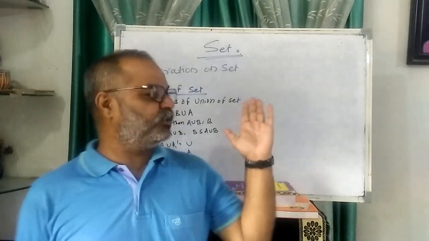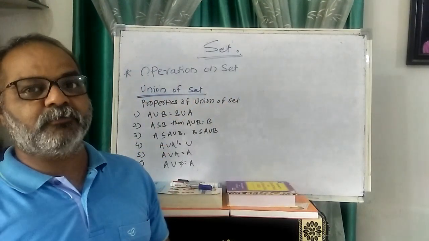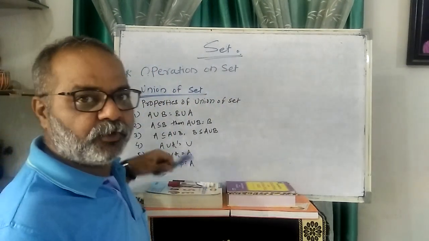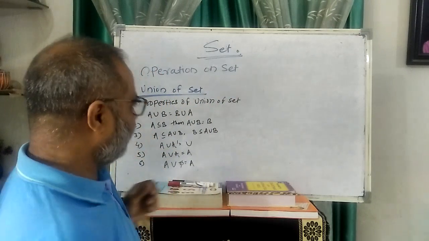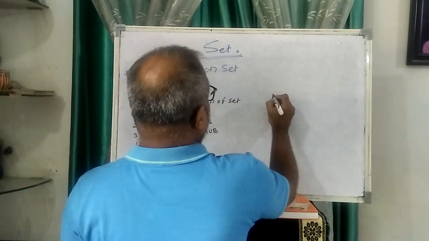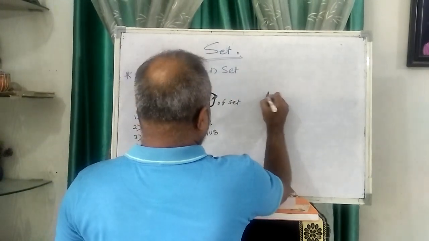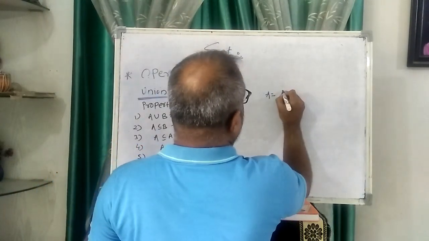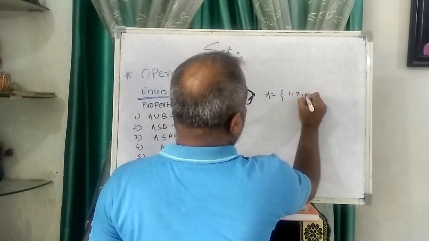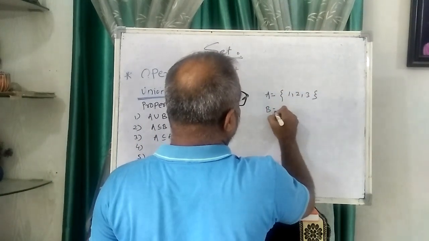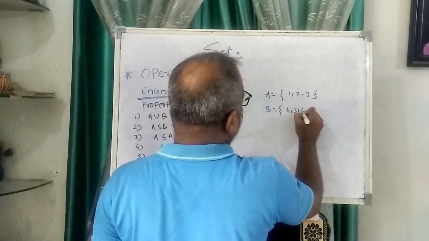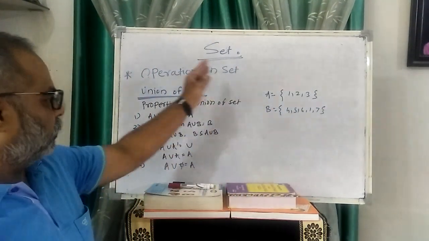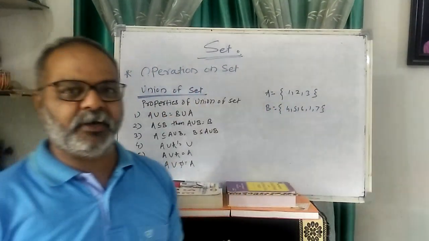So now we see the properties of union of sets. I write all the properties and explain them one by one with the given problem. Okay, I write here set A as 1, 2, 3, and set B as 4, 5, 6, 1, 7. Okay, now we prove all these properties with the given example.